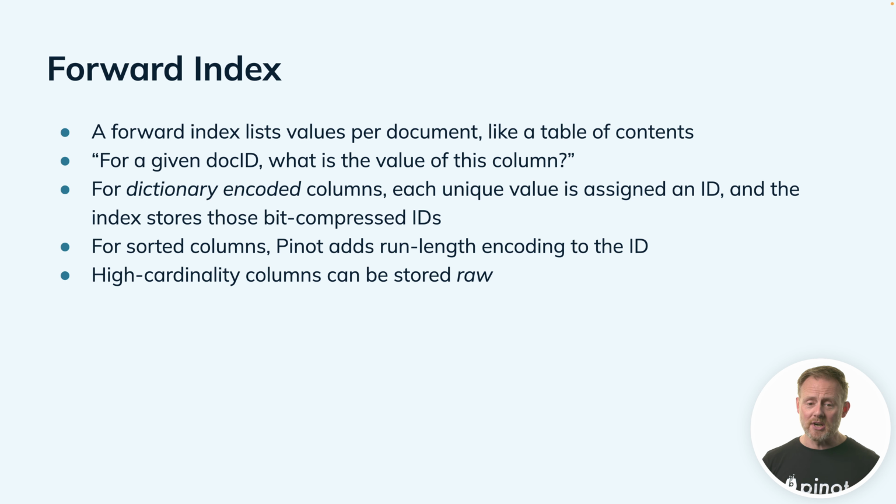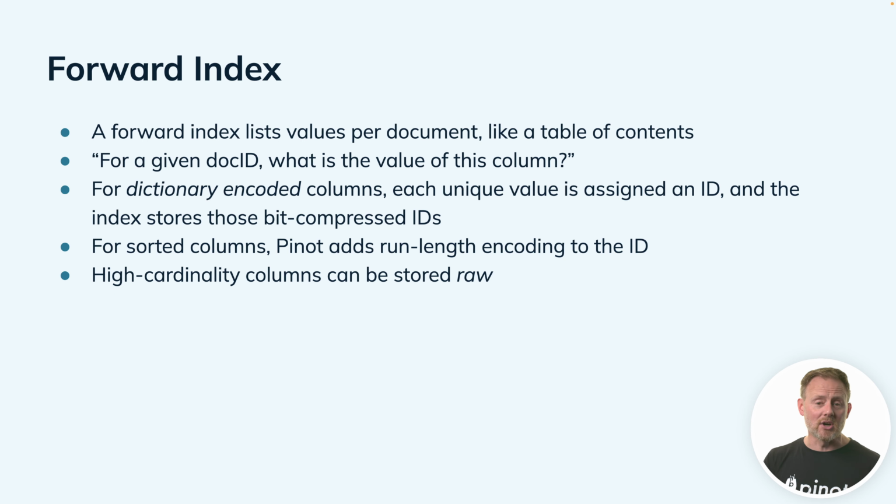Now, for dictionary encoded columns, remember, those are columns where there maybe aren't so many unique values, at least relative to the number of rows in a segment. There are relatively few unique values. We call that a low cardinality column. A low cardinality column is likely to be dictionary encoded. And for dictionary encoded columns, each unique value is assigned an ID, and the forward index stores those in a bit compressed way. So that dictionary, in a sense, lives in the index, and we don't really need to go out into some storage of the column itself. We can just get that dictionary value right from there.